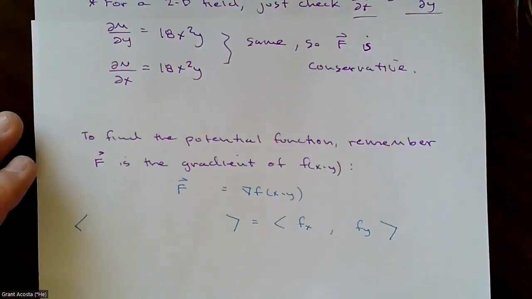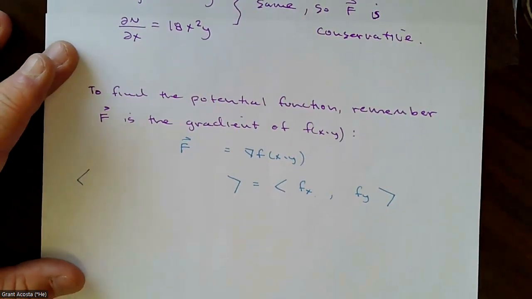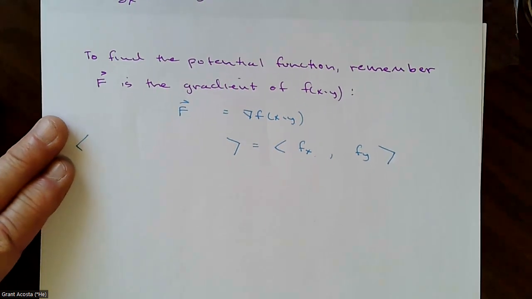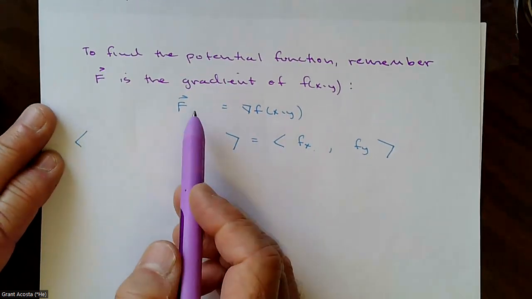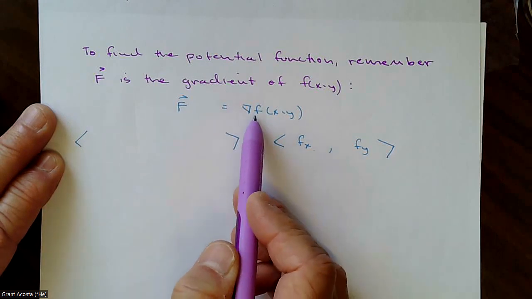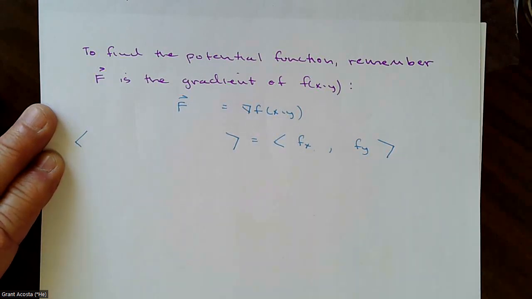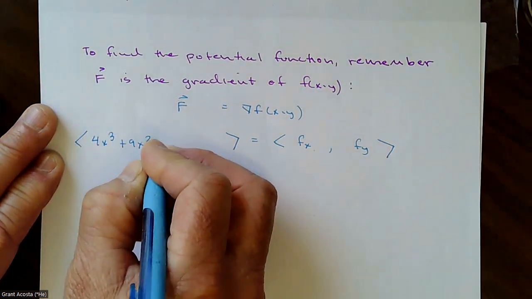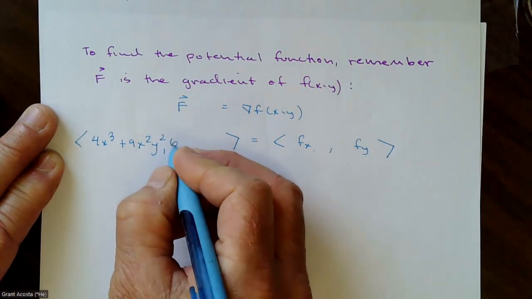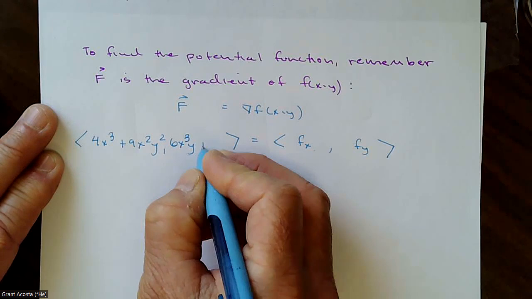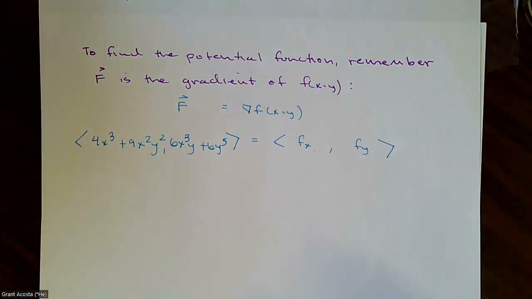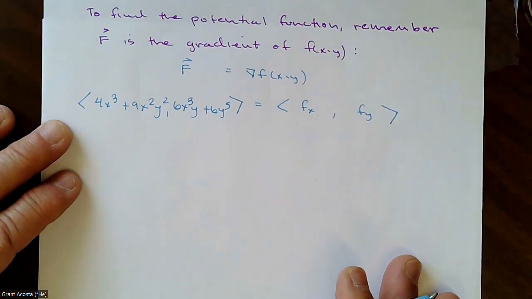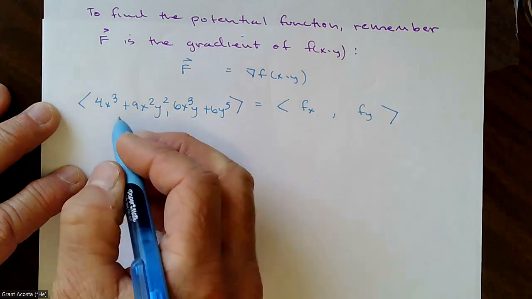Now, if f is conservative, then it should be the gradient of a function, a scalar function, which we call the potential function. So now we want to find it. So I started to write down here, remember that f is the gradient of some function of x and y. Our f that we had was 4x cubed plus 9x squared y squared, and then 6x cubed y plus 6y to the 5th. Now I take a slightly different approach from the book. If you read the book on how they do this, they integrate, then they take the derivative, then they integrate again. Here's the way I think of it.